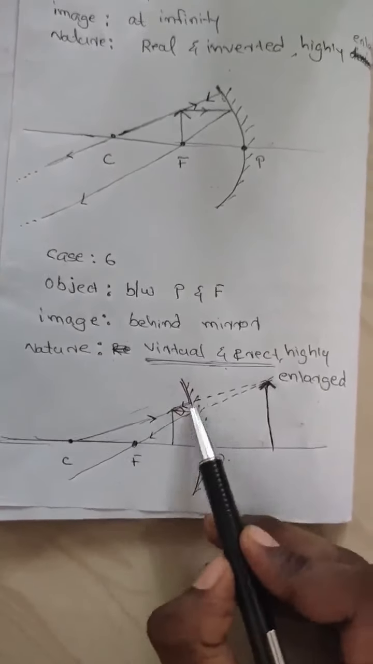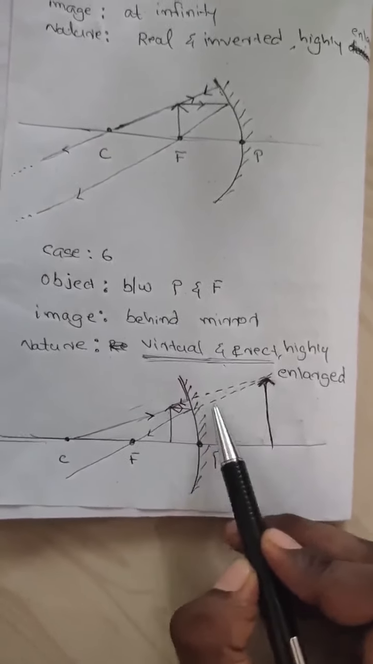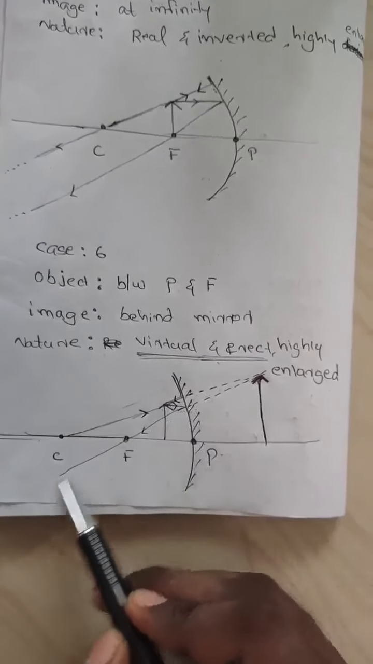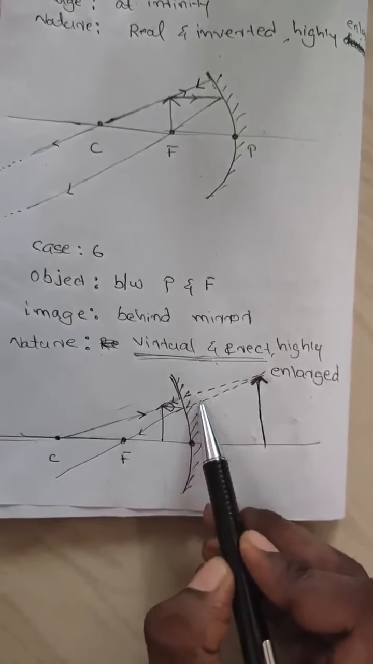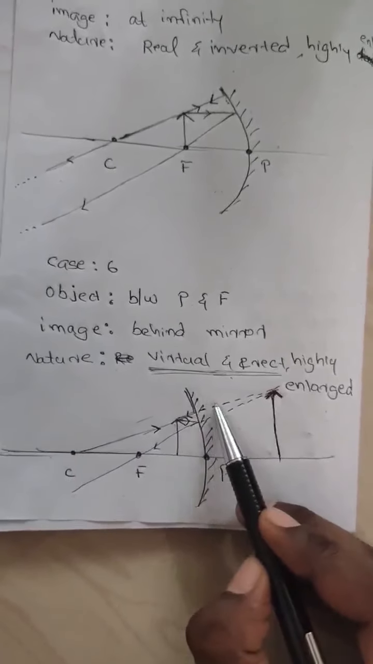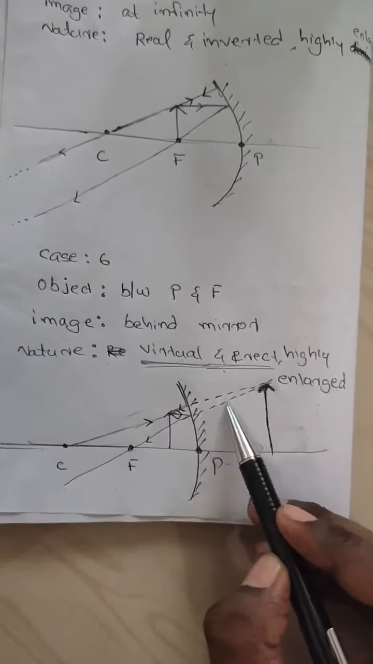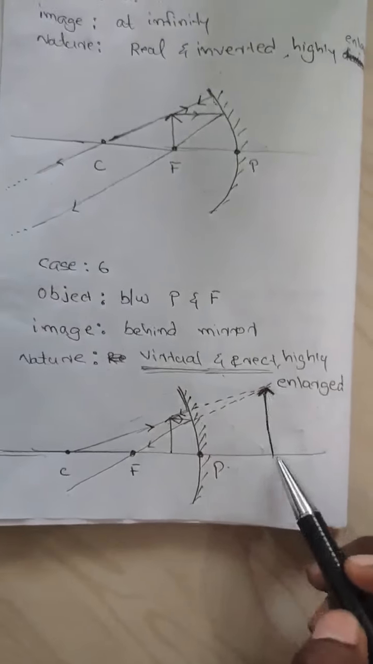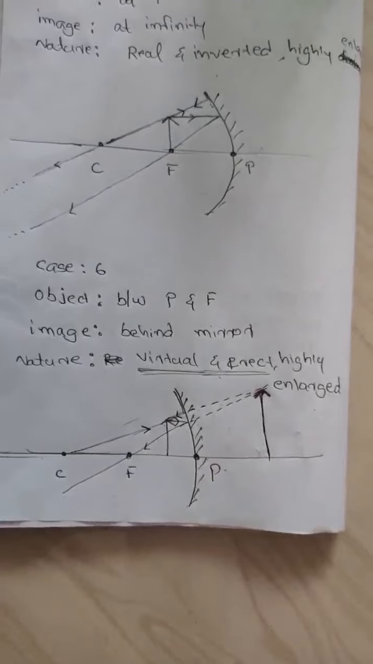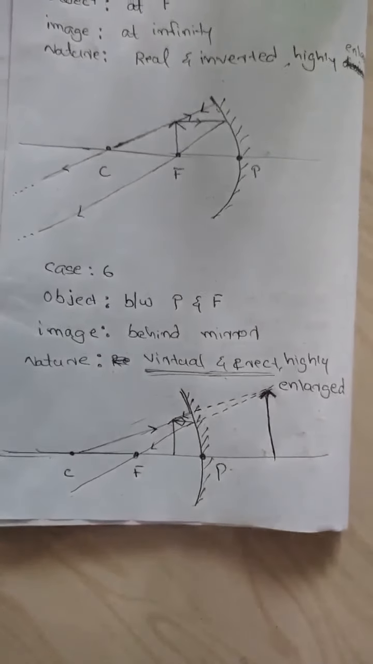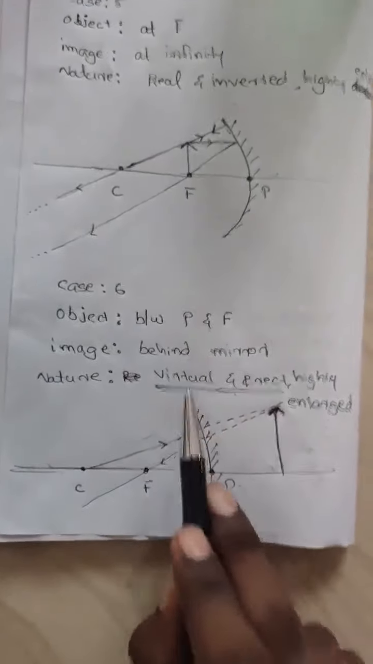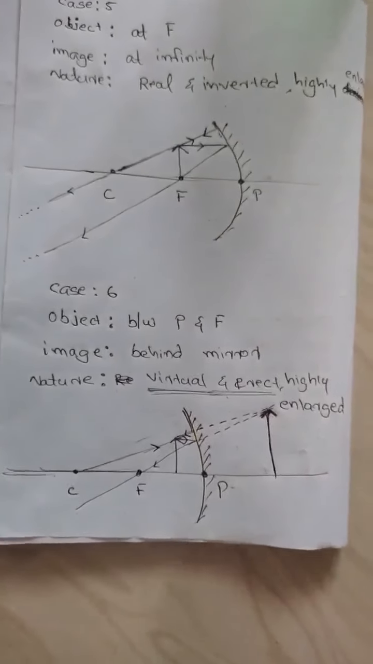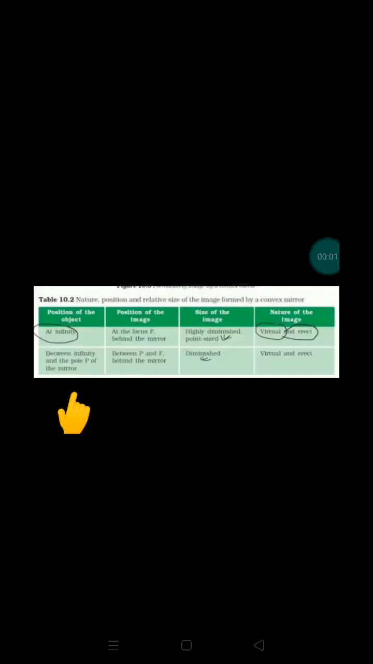Just extend these rays. Okay, we are taking the ray parallel to the axis and through the center of curvature. Then we are just extending these rays, and this is the meeting point of these extended rays, and at this point the virtual image is formed. So this is case 6, between P and F. The image is formed behind and it is virtual. Now we have just finished the 6 cases of concave mirror.